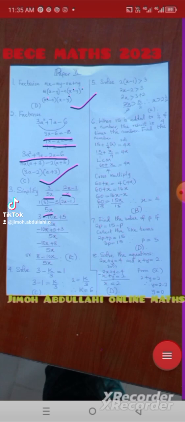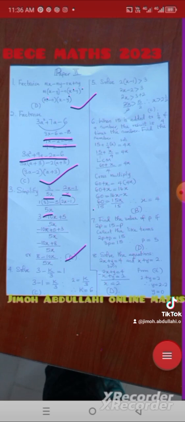Then 5x goes in 5x, 1. 1 times 3 will give me 3. x goes in 5x, 5. Then 5 times 2x minus 1, as you can see it here. So by the time you open the bracket, you're going to have 3 minus 10x plus 5. So minus 10x plus 5 plus 3 will give me minus 10x plus 8 over 5x. So the answer is E.